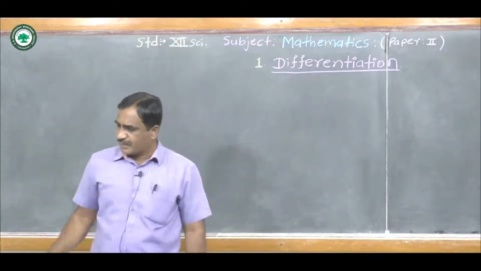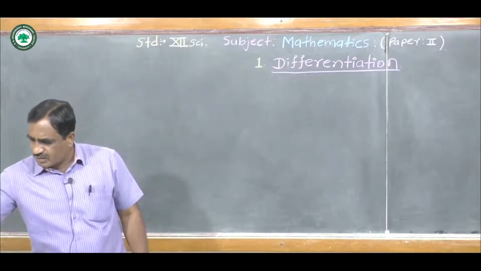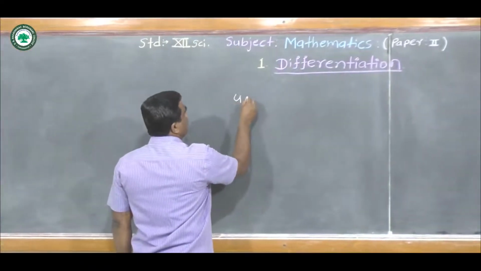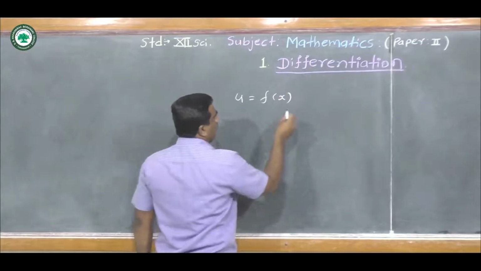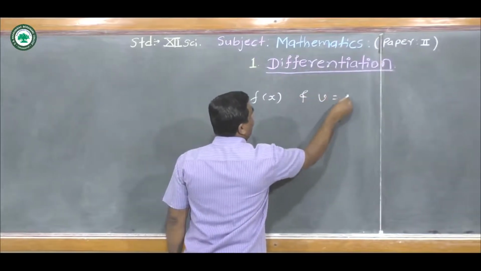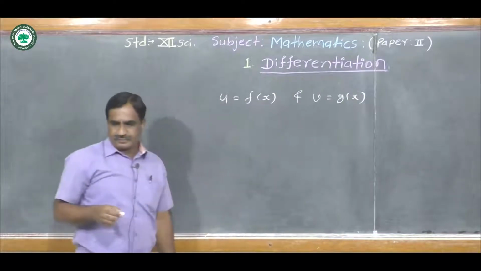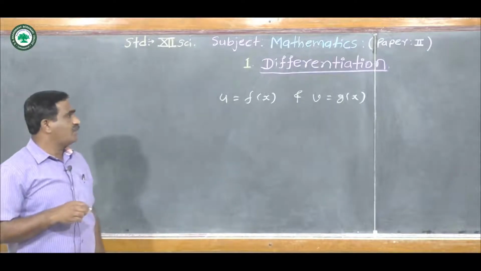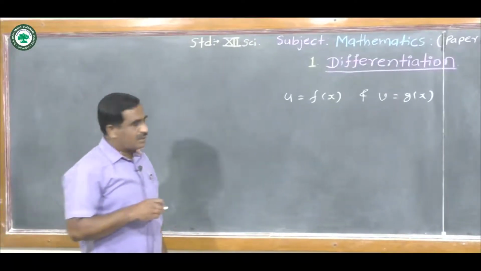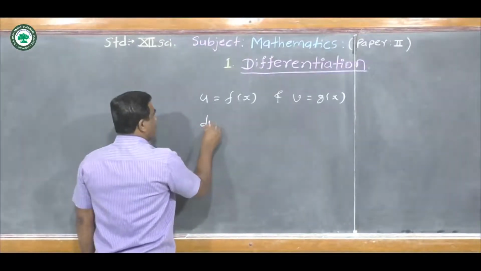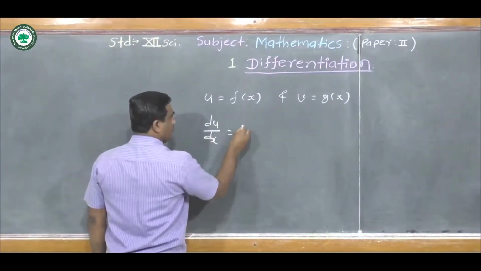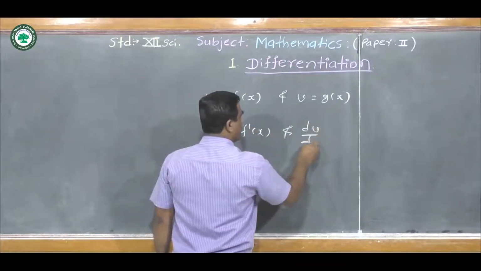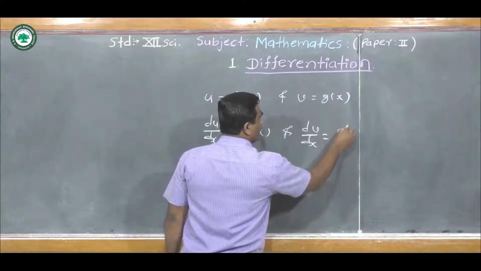First example here. Differentiation of one function with respect to another function means: if u equal to f of x is a function and v equal to g of x is another function, u equal to f of x and v equal to g of x are any two differentiable functions of x, such that the derivative du by dx is equal to f dash of x and the derivative of v, dv by dx, is equal to g dash of x.